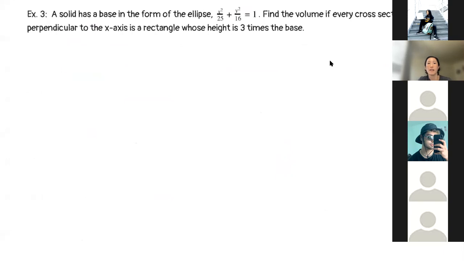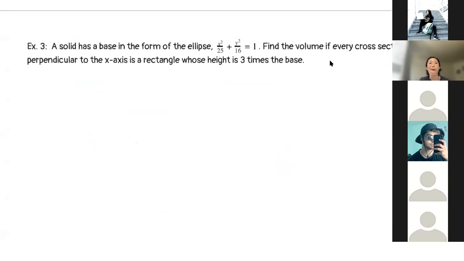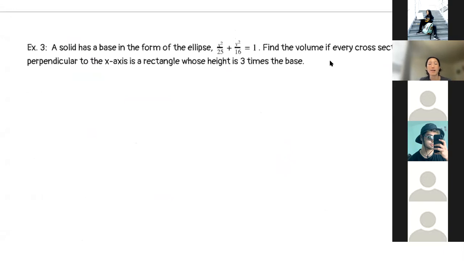Okay, so a solid has a base in the form of the ellipse x squared over 25 plus y squared over 16 equals 1. Find the volume if every cross section perpendicular to the x-axis is a rectangle whose height is 3 times the base.